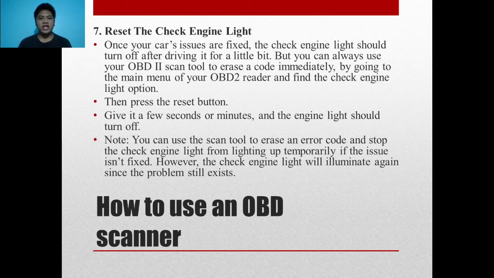Reset the check engine light. Once your car issues are fixed, the check engine light should turn off after driving it for a little bit, but you can always use the OBD2 scan tool to erase a code immediately by going to the main menu of your OBD2 reader and finding the check engine light option. Then press the reset button. Give it a few seconds or a minute and the engine light should turn off. Note, you can only use the scan tool to erase an error code and stop the check engine light from lighting up temporarily. If the issue isn't fixed, however, the check engine light will illuminate again since the problem still exists.